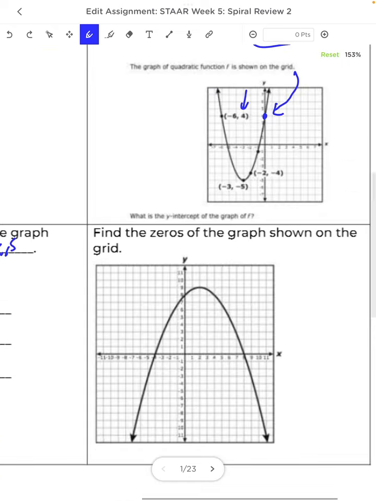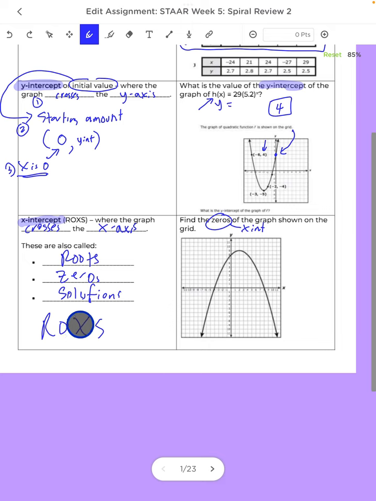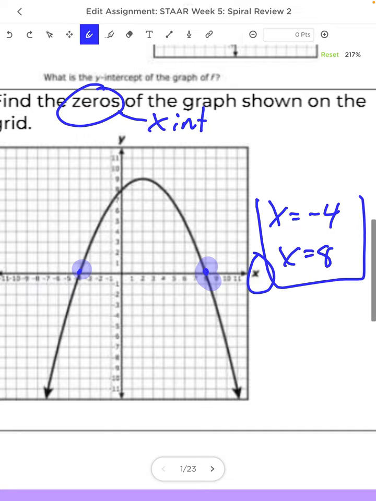Okay, so it says find the zeros. We know those are x-intercepts, right? That's what we talked about. Anytime we see 0, we know it's the same thing as an x-intercept. Okay, so we know it's where it crosses the x-axis, right? So right there is where it crosses the x-axis. Okay, and right there is where it crosses the x-axis. So let's look at those numbers. All right, so the first one would be when x is equal to negative 4. Okay, and the second one is when x is equal to 8. So those are our answers.